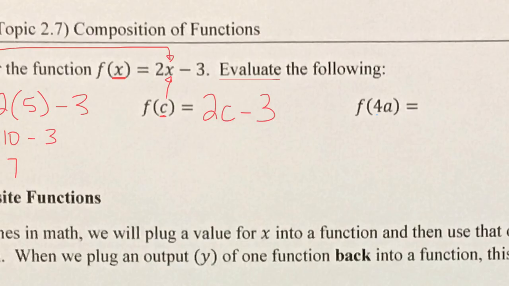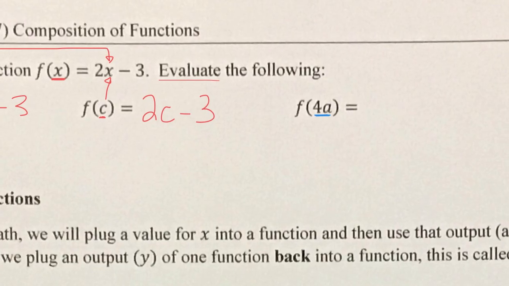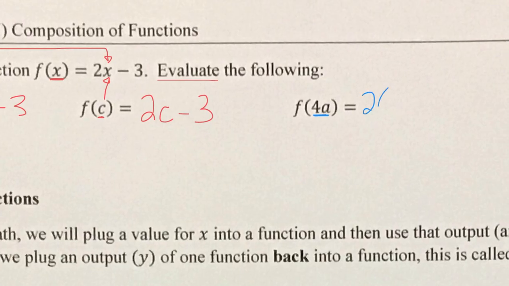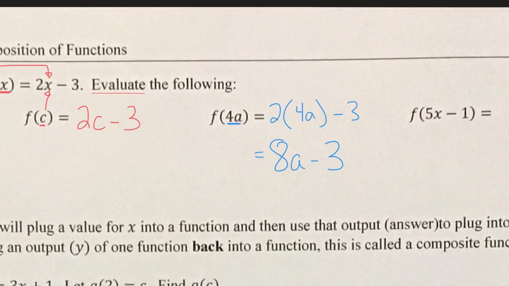The next one says plug in 4a into our same equation. So 2 times 4a minus 3. 2 times 4 is 8. So 8a minus 3 is our answer, right? If we have a letter to begin with, then we have a letter in our final answer.